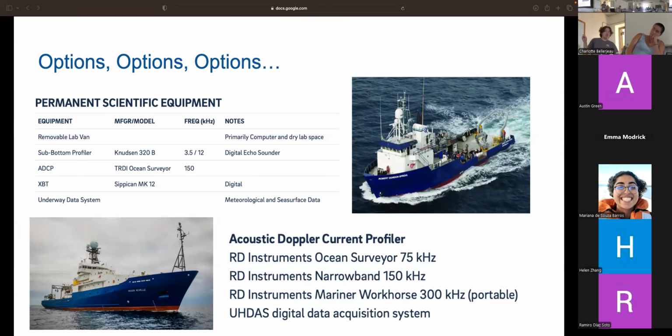As a fun little bit, I thought I'd add in some tools that we see on our ships.